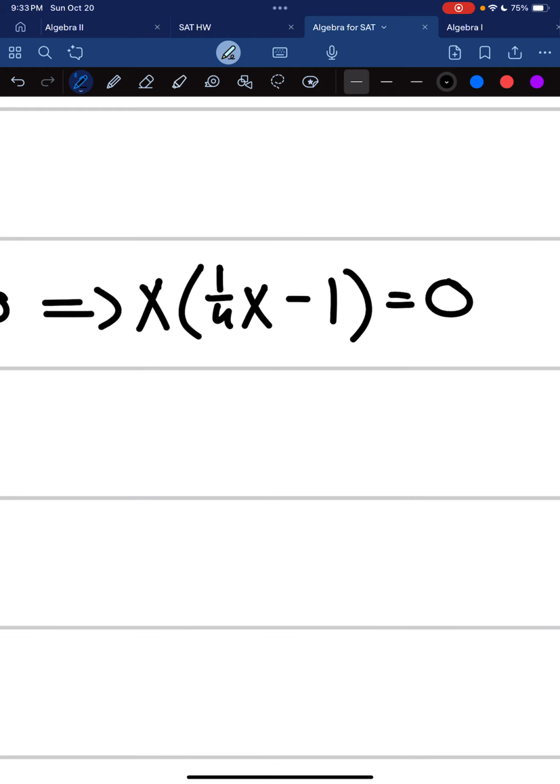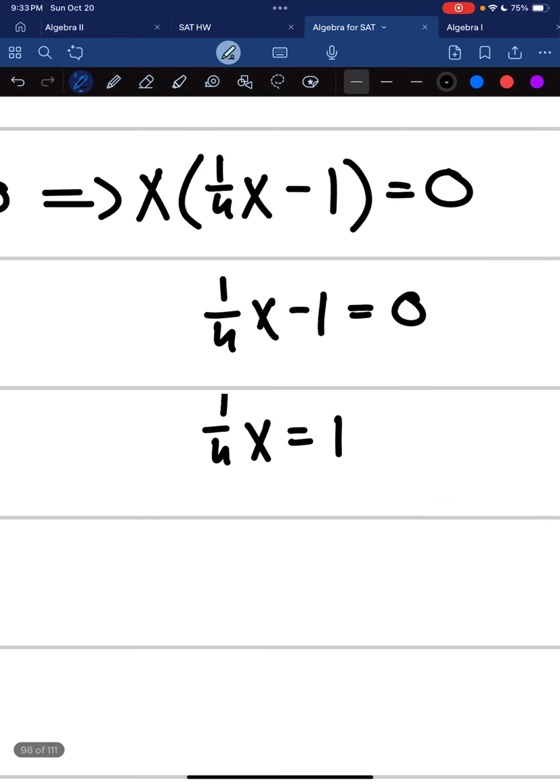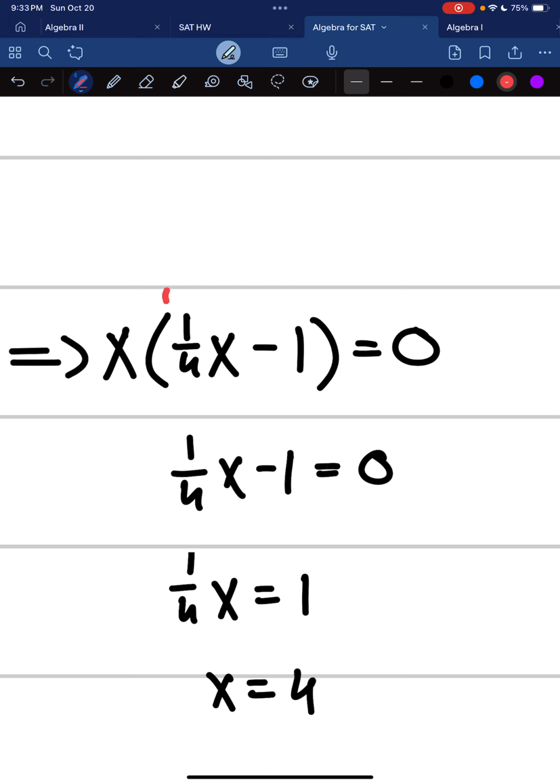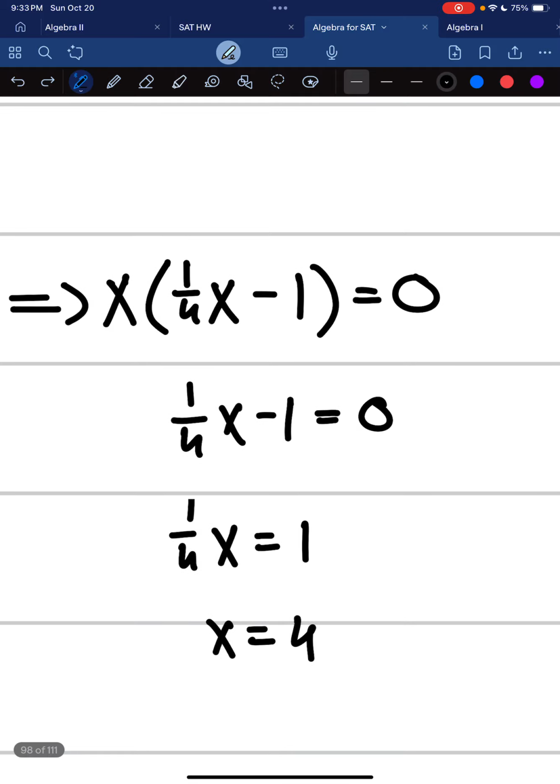Now I can solve for my two solutions. One of them is when x equals 0, and the other one is when this factor equals 0, right? So when does 1/4 x minus 1 equal 0? That's when x is equal to 4. So if x equals 4, this factor becomes 0, which makes the entire thing become 0. And if x equals 0, then this factor becomes 0, which makes the entire left side become 0. So my two solutions are x equals 0 and x equals 4.